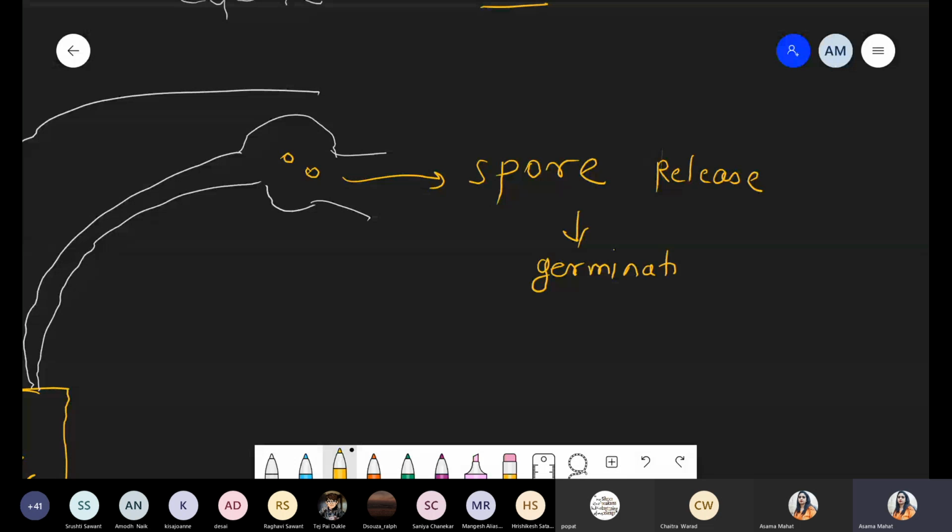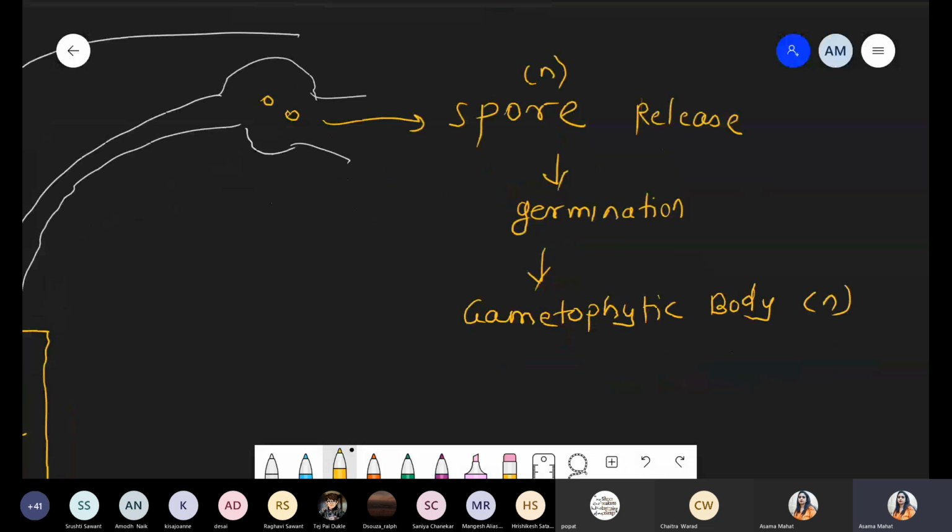Once the spores germinate, they form a body, that is the gametophytic body. The spores are haploid, so definitely the gametophytic body is also haploid. Got this? Yes, it has an alternate life cycle. That's why we talk about the haplodiplontic life cycle. But these are present on the same plant. We will see the lower body later. Why do we say this is called the haplodiplontic life cycle?